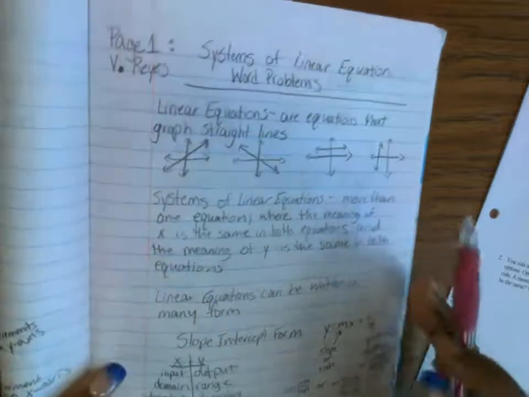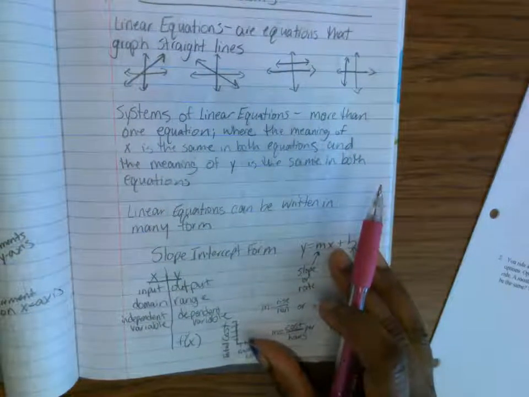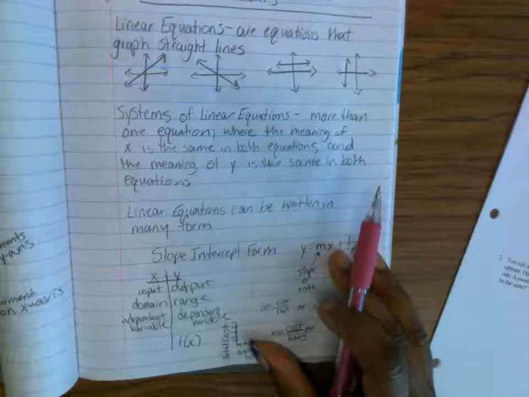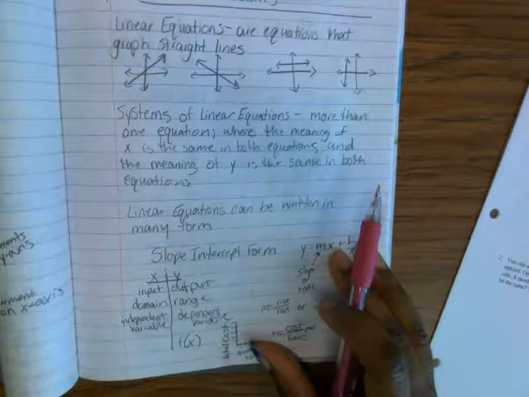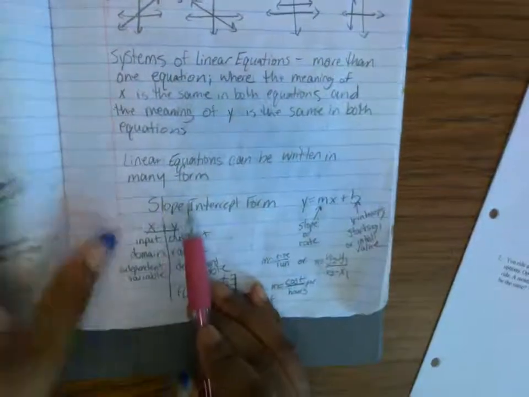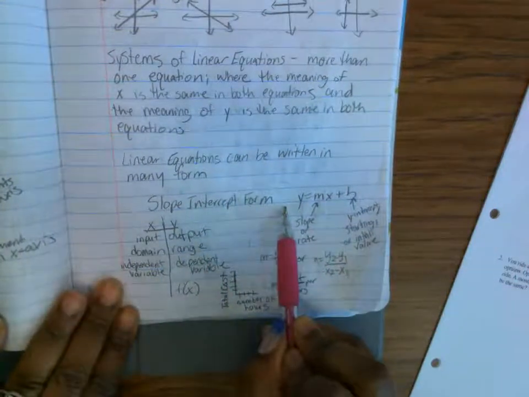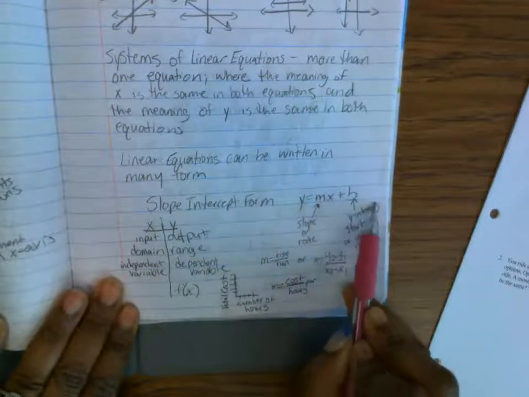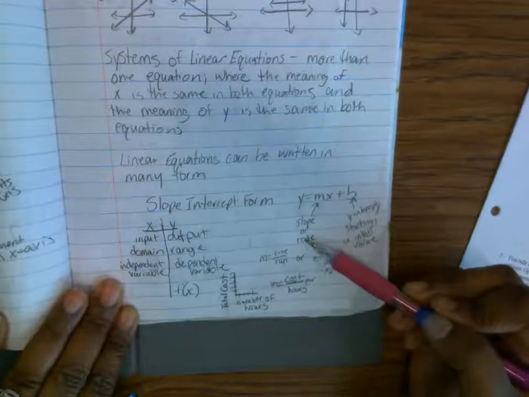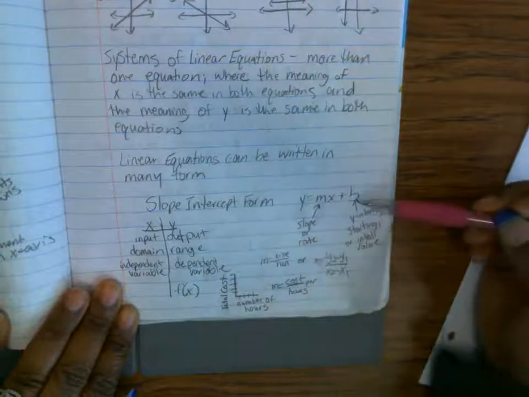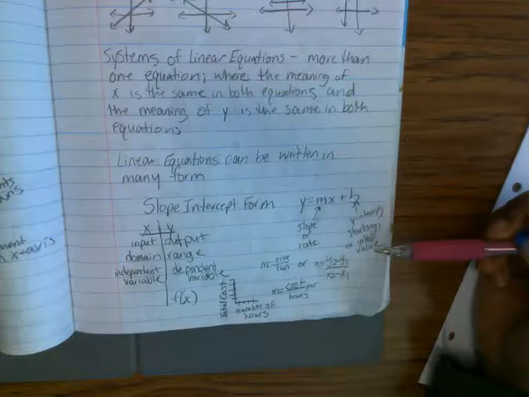A system of linear equations is where you have more than one equation where the meaning of x is the same in both equations and the meaning of y is the same in both equations. Linear equations can be written in different forms. We talked about 2 forms, one being the slope-intercept form, written as y equals mx plus b, where the number that's attached to x is the slope or rate, and the y-intercept or starting amount is the number that has no variable attached to it. Okay?